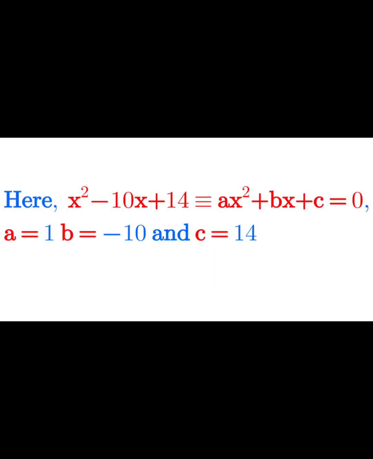Here in the given equation x square minus 10x plus 14, if we compare this equation with this standard quadratic equation ax square plus bx plus c, then we can say that the value of a is 1, b is minus 10, and the value of c is 14. Now its roots are given by this equation.